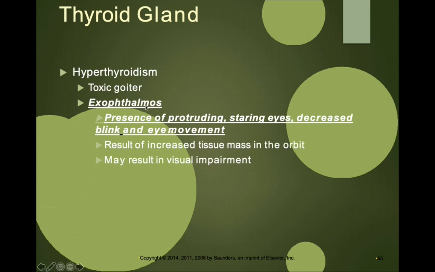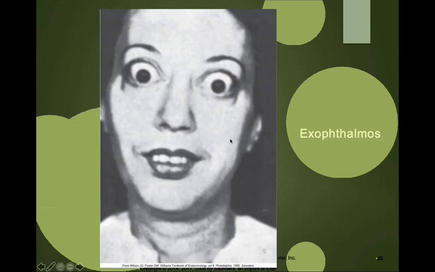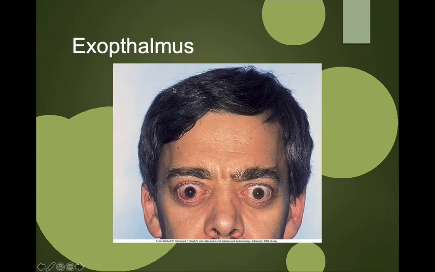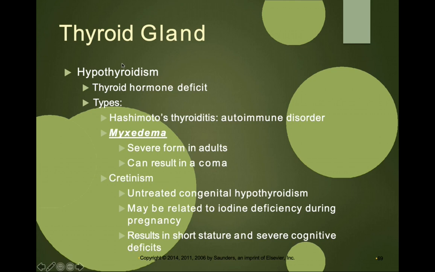Typically, you'll see a condition called exophthalmos, which is a protruding eye. It looks like a staring eye. There may be decreased blinking and eye movement, and this results from an accumulation of polysaccharides in the back of the eye, increasing the tissue mass and pushing the eye out a little bit. So this is exophthalmos, again seen with hyperthyroidism, usually Graves.